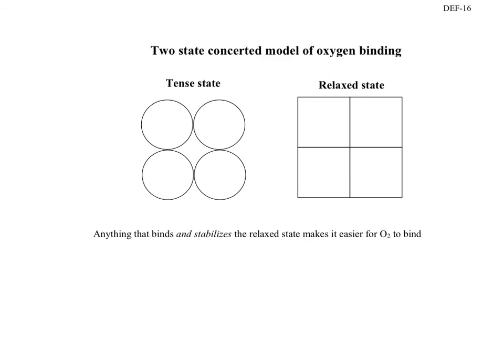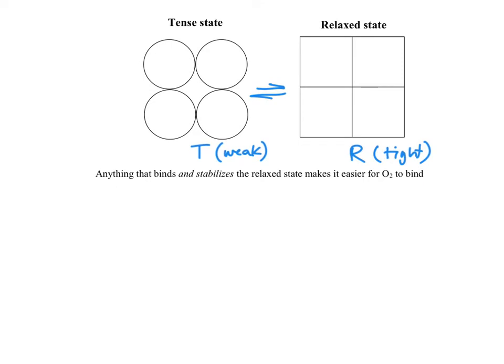We said earlier that the tense state and the relaxed state are in equilibrium as hemoglobin goes throughout the body. And we said that tense state is weak binding, relaxed state is tight binding. Now, how does the hemoglobin know to be in the tight binding state over here or the weak binding state? All right, let's set up a little chart.